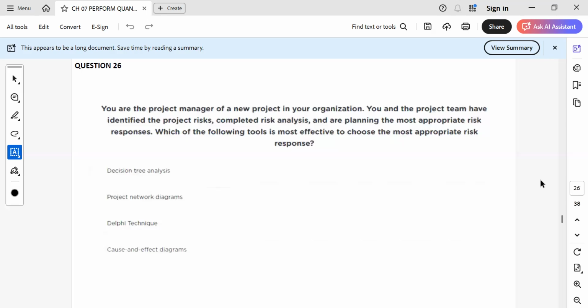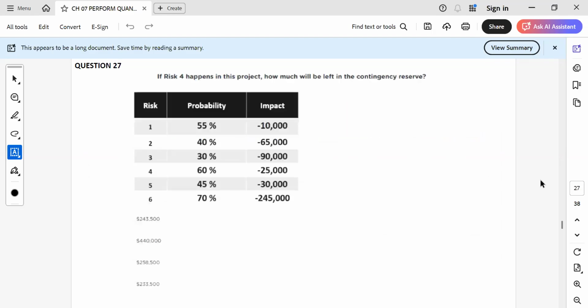Next question: you are the project manager of a new project in your organization. You and the project team have identified the project risks, completed risk analysis, and are planning the most appropriate risk response. Which of the following tools is most effective to choose the most appropriate risk response? Decision tree analysis, project network diagram, Delphi technique, or cause and effect diagram. So decision tree analysis is the one to choose. Correct.